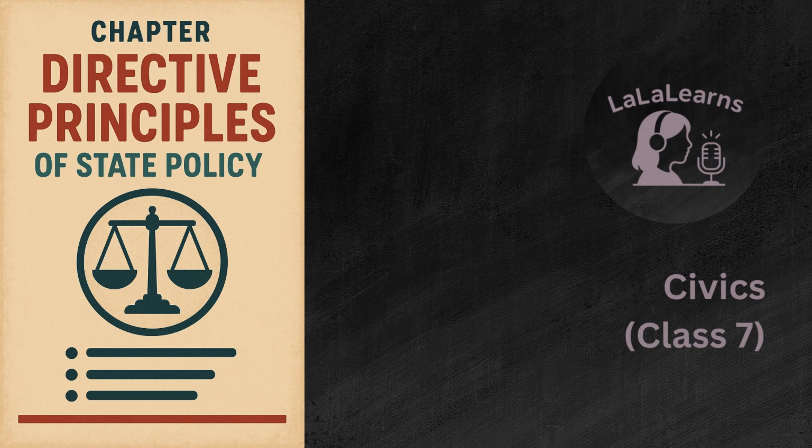Okay, so if they aren't strictly enforceable in court but carry this political weight, how has the state actually tried to implement them? Can we see concrete actions, real-world policies that stem from these directives? Oh, absolutely. You can definitely see the influence of DPSPs in actual government actions and laws over the years. There have been significant efforts. Like what? Can you give some examples?